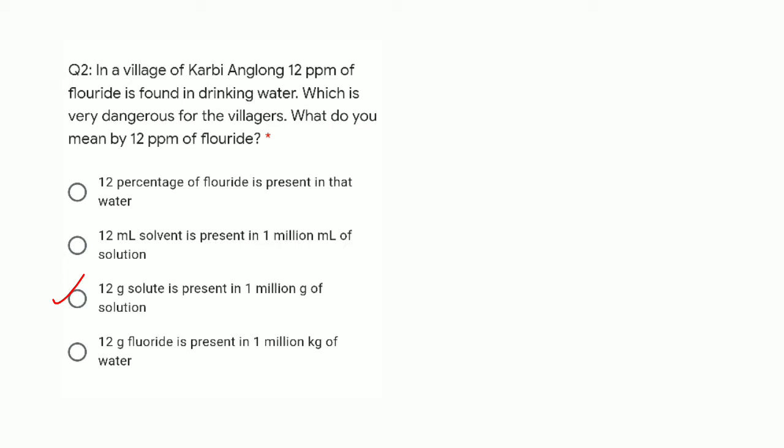And the last option is what? 12 gram fluoride is present in 1 million kg. No, the unit is different. One is gram, one is kg, so it is wrong. So option C is the correct option.